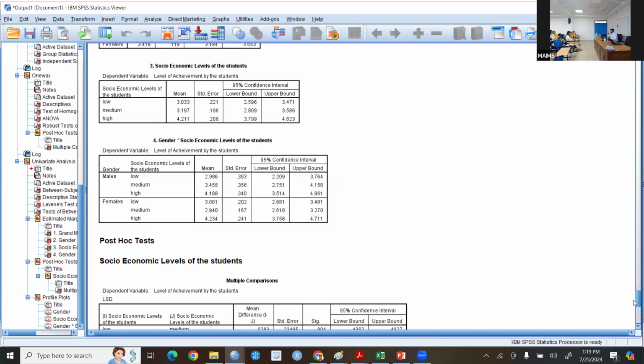गुड फाइंडिंग. ऐसी LAG में दिखा सकते हैं कि गरीब लड़कियां ज्यादा पढ़ती हैं, उनका मीन ज्यादा है 3.08. गरीब लड़के फिर नहीं पढ़ रहे, राइट. जबकि मिडिल इनकम के लड़के ज्यादा पढ़ते हैं, और वो सबसे ज्यादा 3.455 है.